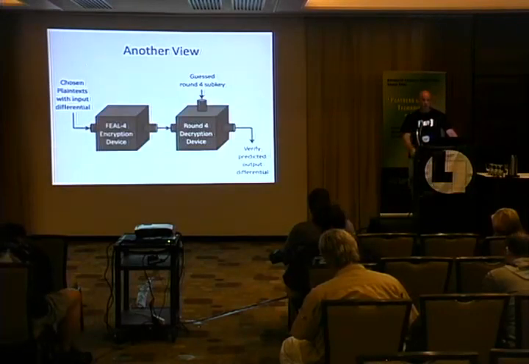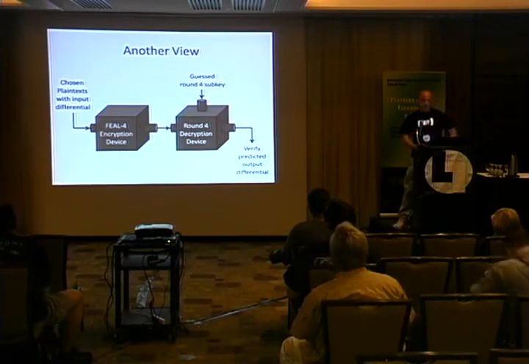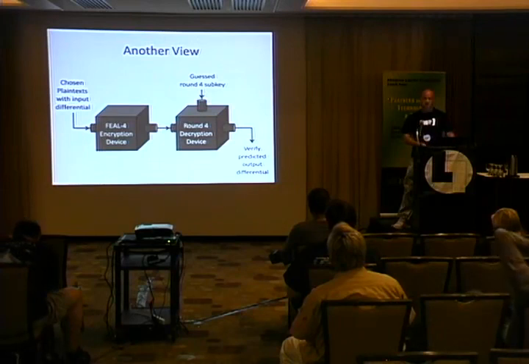Or another way to look at it with pretty 3D boxes, because they make everything easier. Like I said, we choose plaintext with that differential, we throw them into this box that we stole, and then we send it into our round 4 decryption device, we guess a subkey, and then we verify that the output differential we get matches what we predicted.